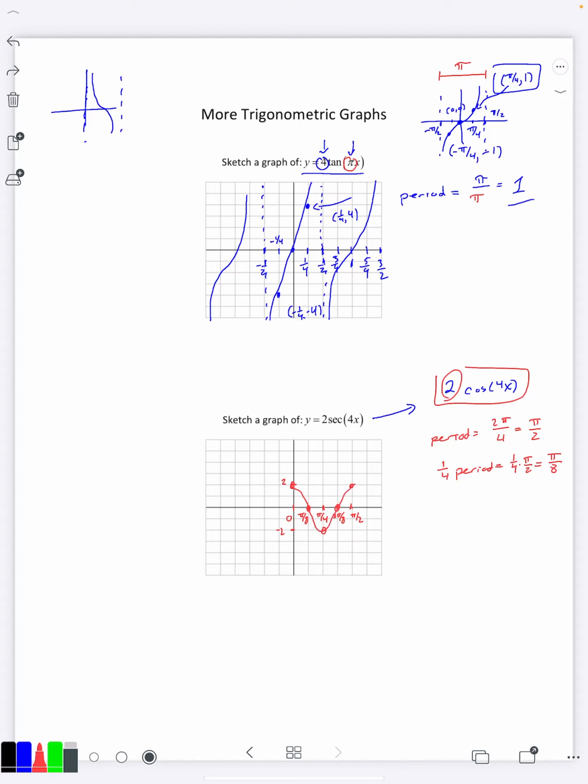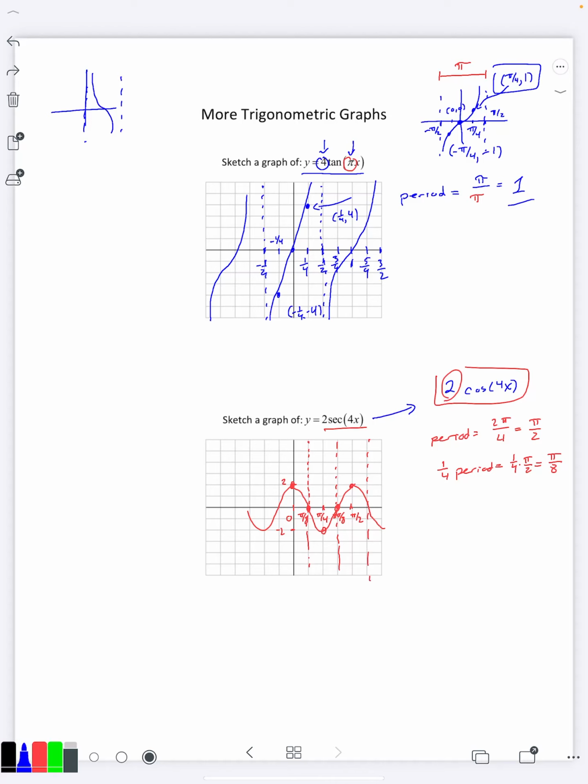And of course it's going to continue on here, but I don't want to have to draw too much here. Anyway, so we have our base 2 cosine 4x graph. Here's how we turn it into the 2 secant 4x graph. Everywhere that the cosine is 0, we go ahead and turn that into a vertical asymptote.